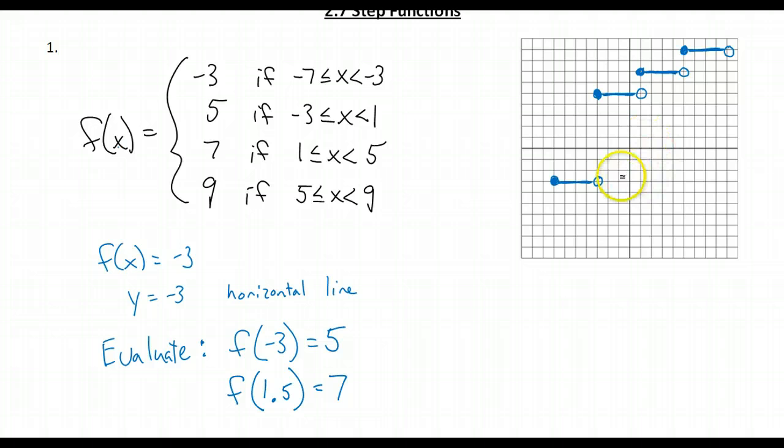The other thing I want to point out is if I read this graph from left to right, it's continuous. If I start from left to right, I'm on this line, and then I immediately hop up here, and then once I hit 1, I immediately hop up to the next line, and then once I hit this value, 5, I hop up to this line. So even though top to bottom my graph is not continuous, left to right my graph is continuous.